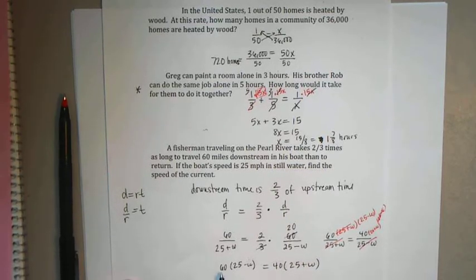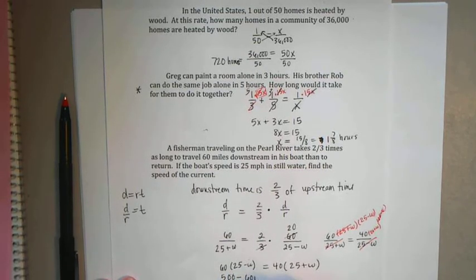So multiplying 60 times 25 is 500, and 60 times W, of course, is 60W. 40 times 25 is 1,000. Wait a minute, this is 1,500. I was glancing at my notes because I didn't have that calculation in my head. 60 times 25 is 1,500. Make sure you make that right. 40 times 25 is 1,000. And distributing, I get 40W.